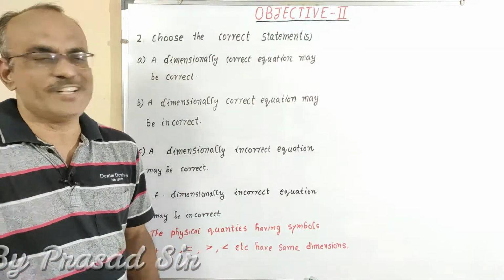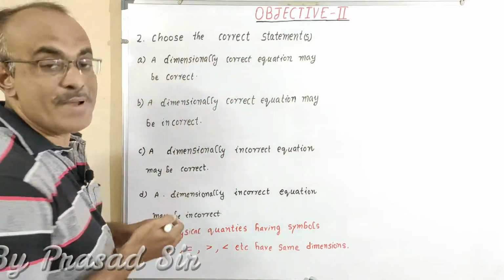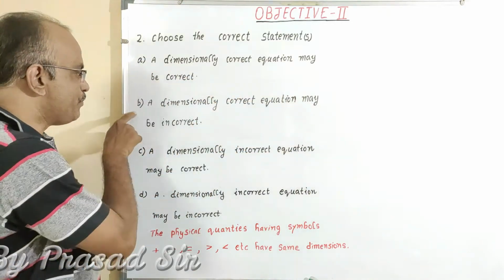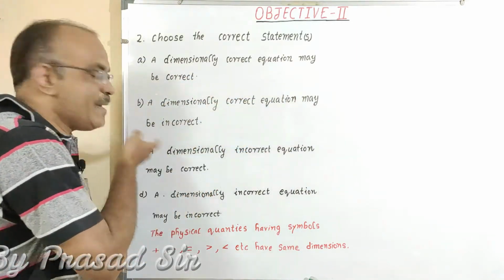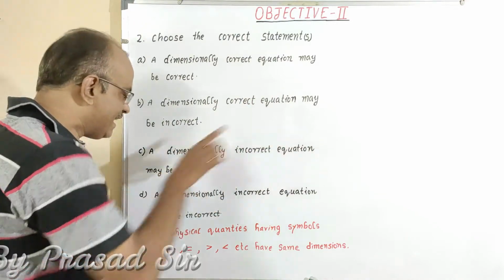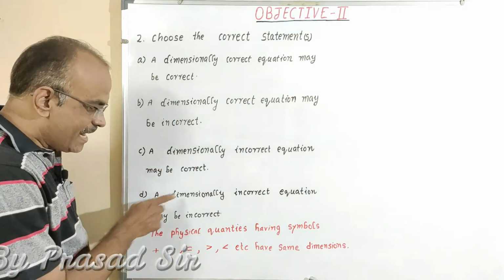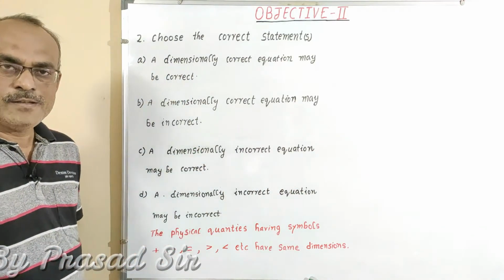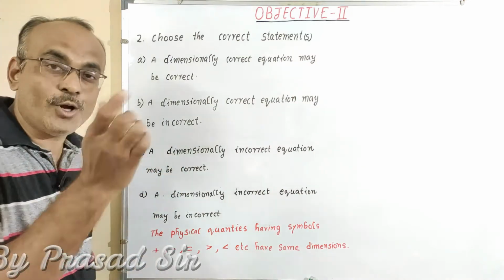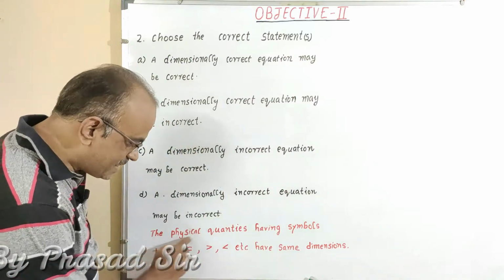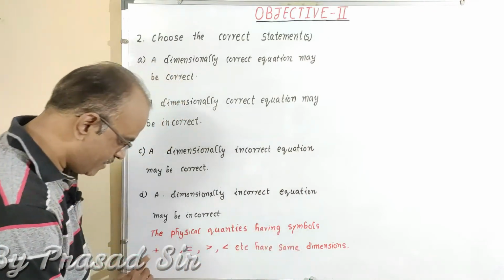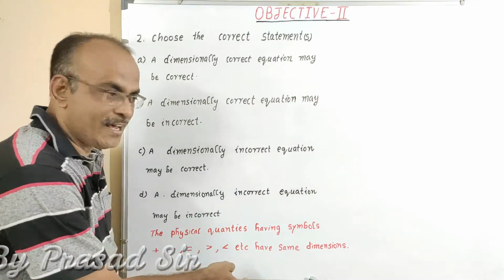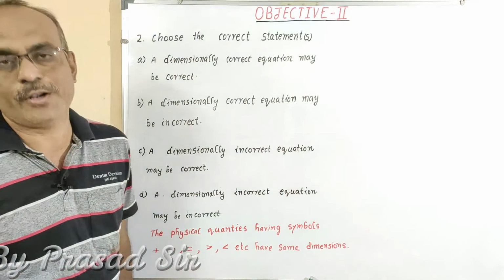Now the second question: choose the correct statements. A, a dimensionally correct equation may be correct. B, a dimensionally correct equation may be incorrect. C, a dimensionally incorrect equation may be correct. D, a dimensionally incorrect equation may be incorrect. So a total of 4 options are there. First of all we have to learn an important point. What is that? The physical quantities having symbols plus, minus, equal to, greater than, less than, etc. have the same dimension. This is a very important one.